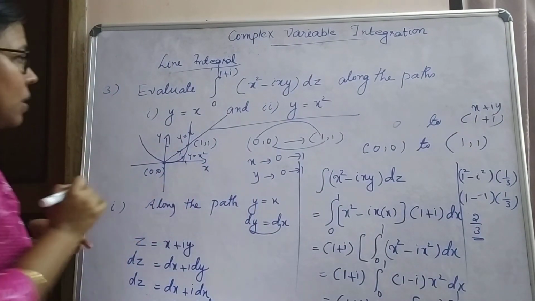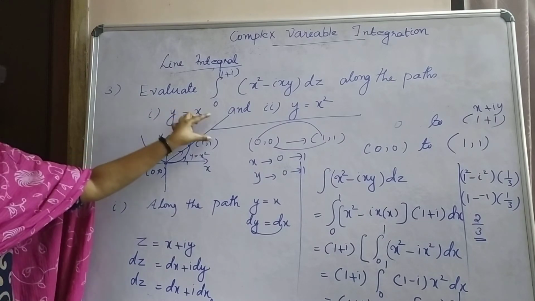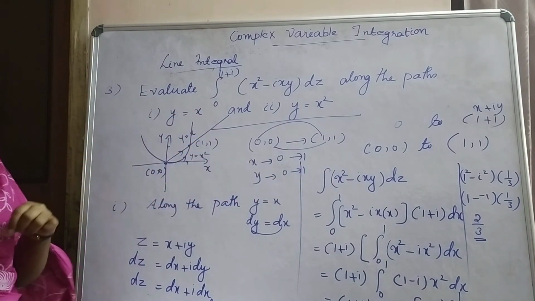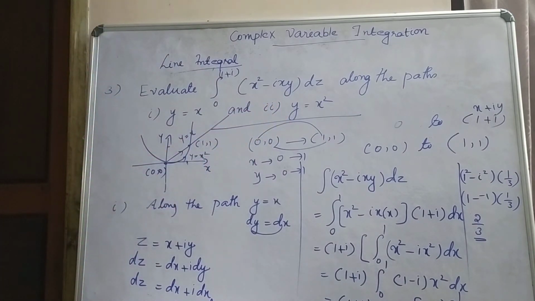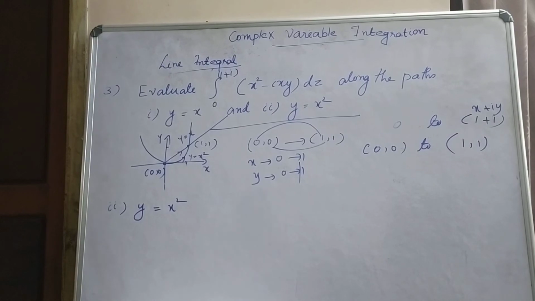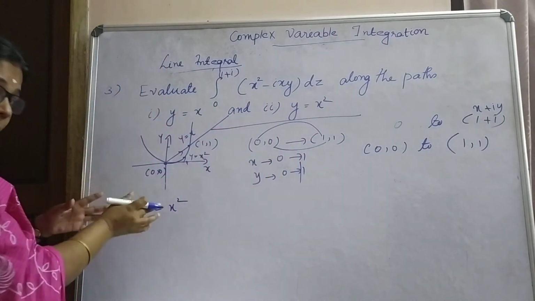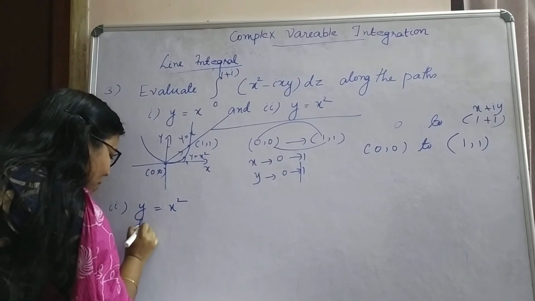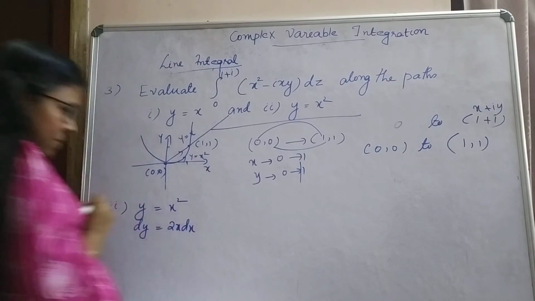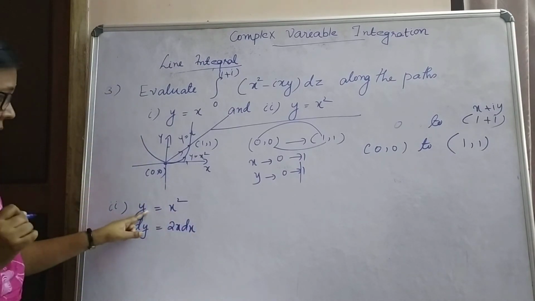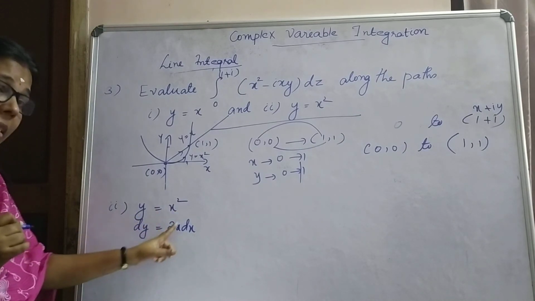First, for the path along y equal to x, we get the answer as 2 by 3. Then we are taking y equal to x square. Now the second part is along y equal to x square. Taking derivative on both sides, derivative of y is dy, derivative of x square is 2x dx. So dy equal to 2x dx.